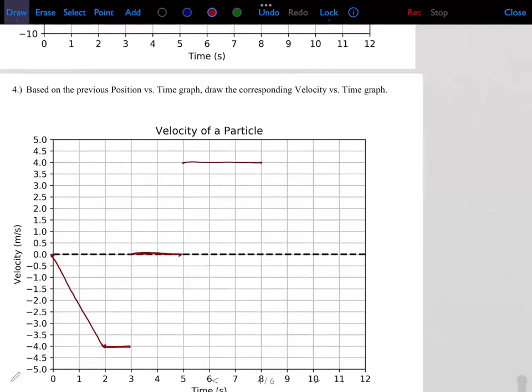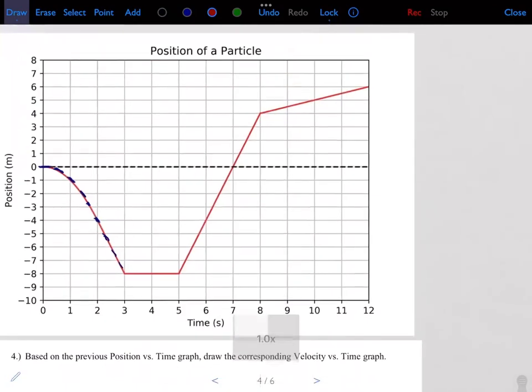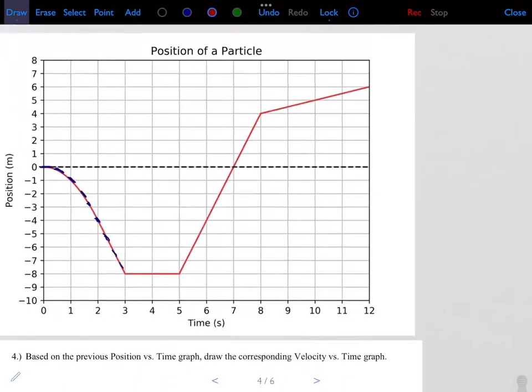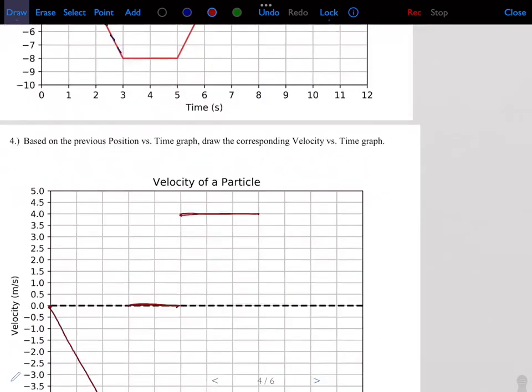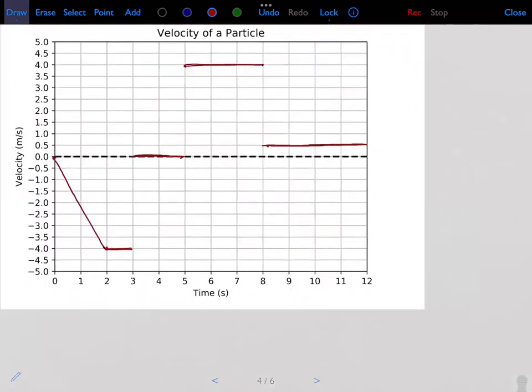Something like that. And then finally, from 8 to 12, let's figure out this slope here from 8 to 12. So let's see, I'm going from 4 to 6, so my rise is 2. My run is 4 seconds, right? 8 to 12. So 2 divided by 4 is 1/2, right? 2/4, which is 1/2. So it looks like it's going to be 1/2 of a meter per second for that last 4 seconds. So something like that. So that would be my corresponding velocity versus time graph.